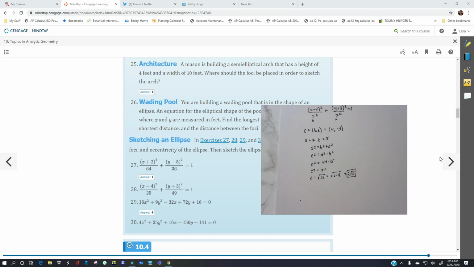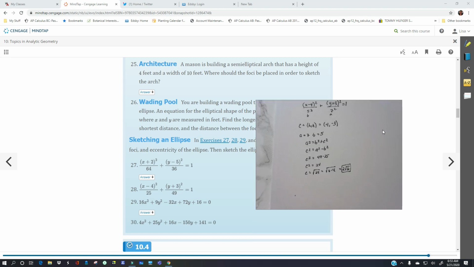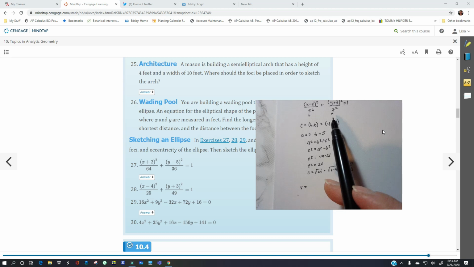All right, so we found the center. We wanted to find the center, the vertices, and the foci. So let's find the vertices. The vertices formula, so again, we had the bigger number under y. This is a horizontal... the bigger number under y, so it's a vertical major axis. And according to the formula for vertices, that's going to be h plus or minus a comma k.